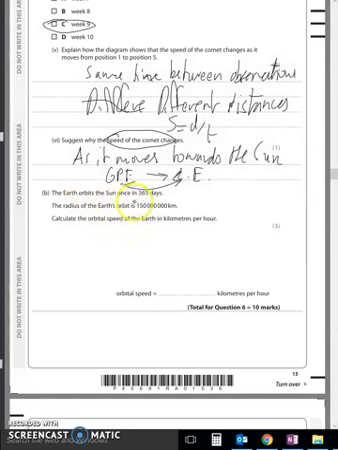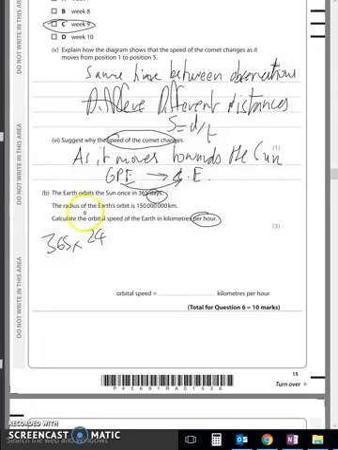The Earth orbits the sun once in 365 days. The radius of the Earth's orbit is 150 million kilometers. Calculate the orbital speed of the Earth in kilometers per hour. Well, first of all, we've got this in days. So if they want it in hours, then we need to turn this into hours. So there is 24 hours in a day.